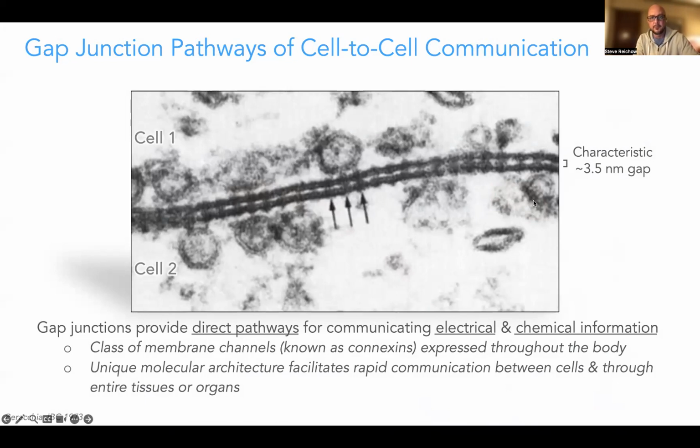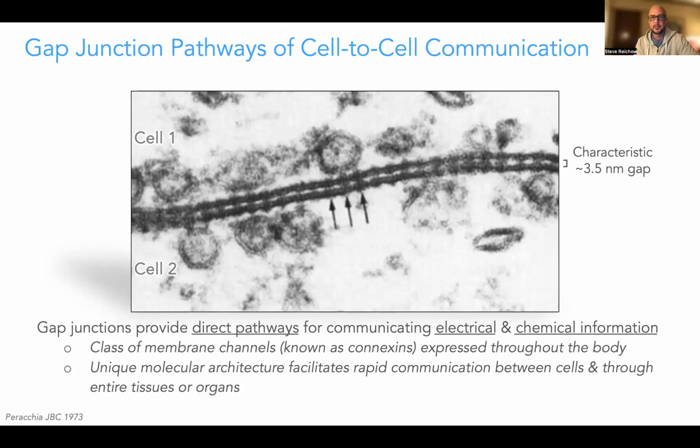For those of you who may not be familiar, what you're looking at here, these horizontal striations are the plasma membranes of two communicating cells. And these punctate densities are individual gap junction channels that effectively stitch these two communicating cells together. And in doing so, they form this characteristic 3.5 nanometer gap. And it's this morphological feature that was first identified on electron micrographs that led to the discovery of these channels.